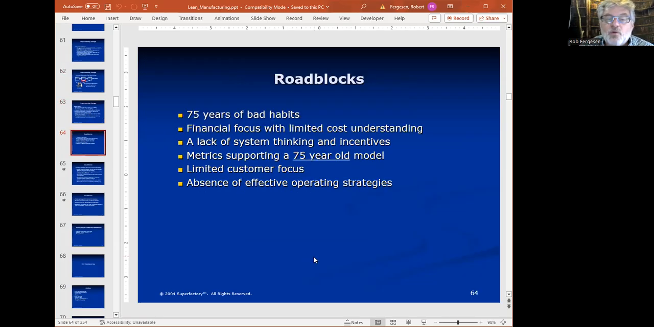But now let's talk about roadblocks. The biggest roadblock of all is old process thinking, that paradigm, that thing that, hey, if my grandfather thought this was a great way to make this product, then it's probably good enough for me. That sort of old habit is not conducive to improvement.